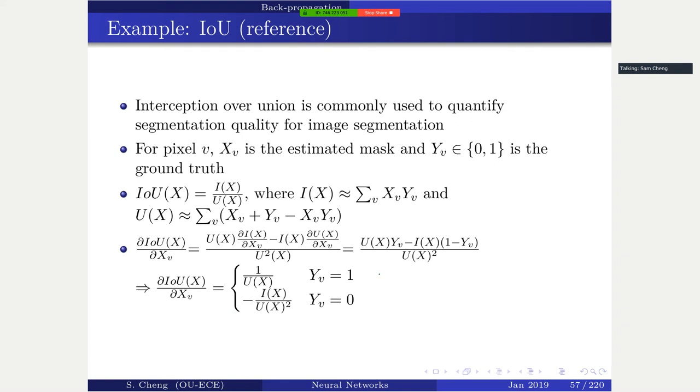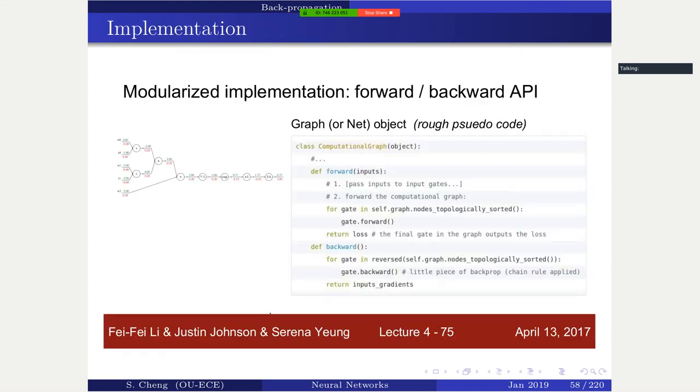Then you can split into two cases. If it's in a ground truth pixel, then the gradient passing back would be 1 over U, the local gradient. And if that pixel is not a person, then it would be I over U squared. So, okay, I guess I have enough examples for backprop.